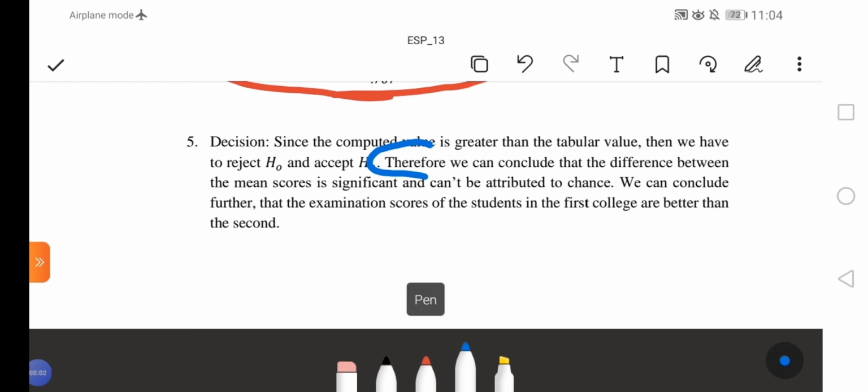That ends our topic. I hope you understand our discussion. If you have clarification, just tell us right away. Again, our topic was about the z-test, which is in module 13.